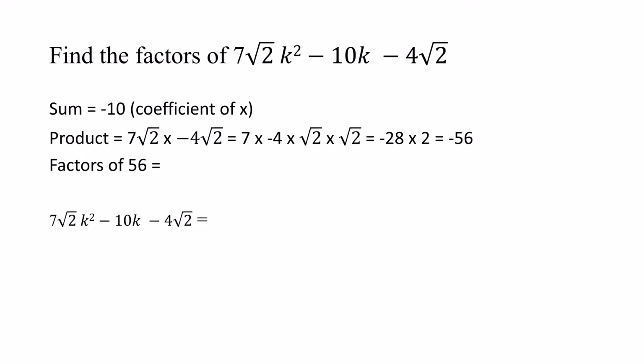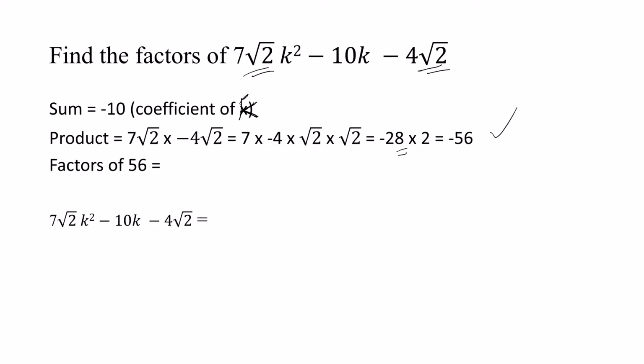Find the factors of 7 root 2 k square minus 10k minus 4 root 2. This question we can normally see in most question papers. So first let us take the sum. Sum is the coefficient of k, and that is minus 10. Now what about the product? A into c. So 7 into minus 4 is minus 28. Root 2 into root 2 is 2. So we will get minus 56.